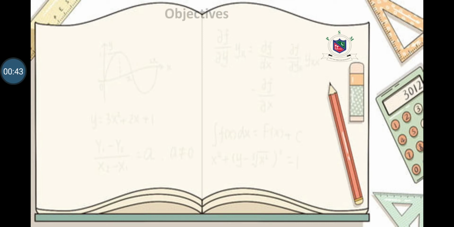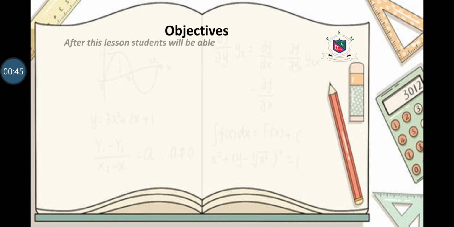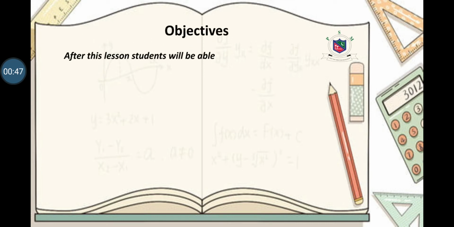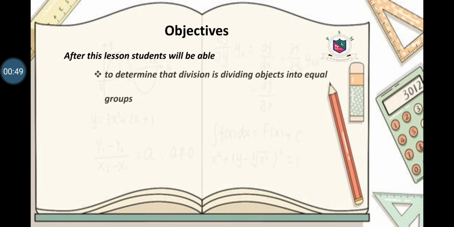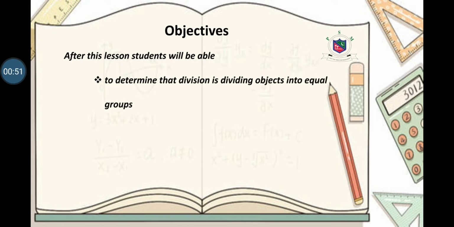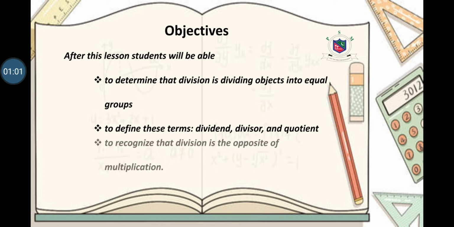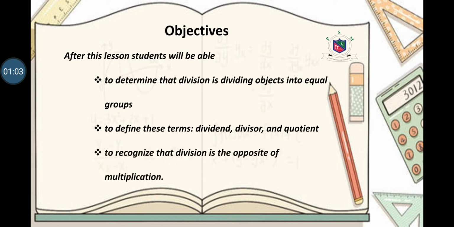The objectives of today's lesson are: after this lesson we shall be able to determine that division is dividing objects into equal groups, to define terms like dividend, divisor and quotient, and to recognize that division is the opposite of multiplication.